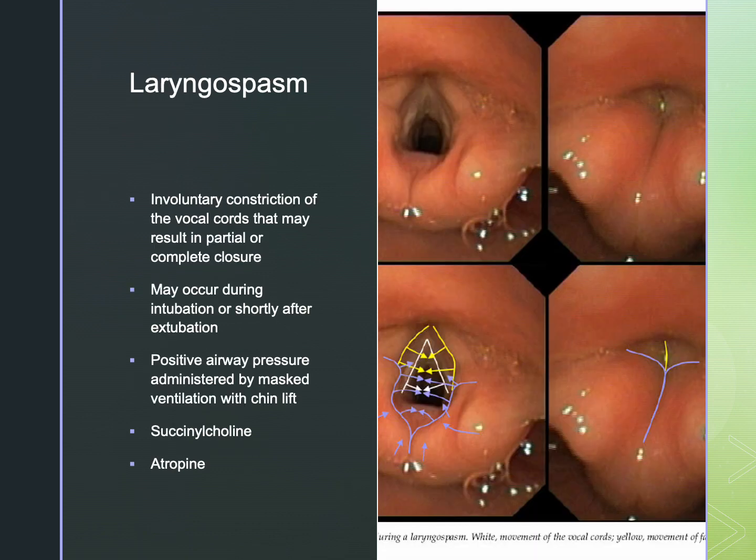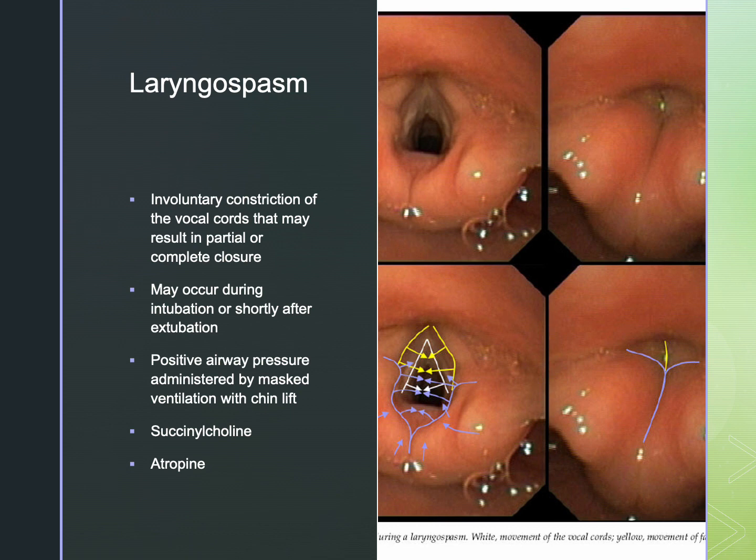Laryngospasm is another example of an emergency situation that you might encounter in the operating room. It's defined as the involuntary constriction of the vocal cords that may result in partial or complete closure. The image on your slide shows a normal larynx on the left half of the picture. You can see that the larynx is nice and open, and you can see right between the vocal cords down into the trachea. In the image on the right half, you can see that the larynx is extremely constricted and there's really no space there at all.